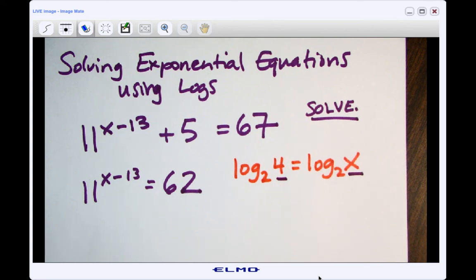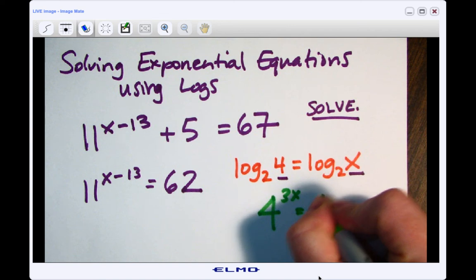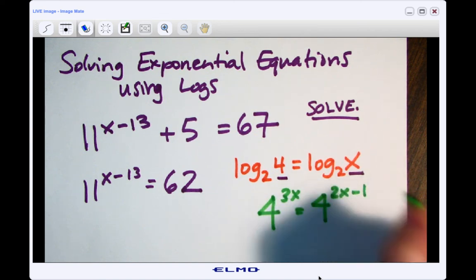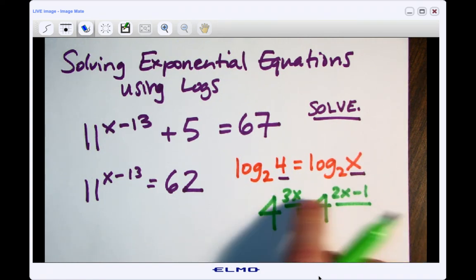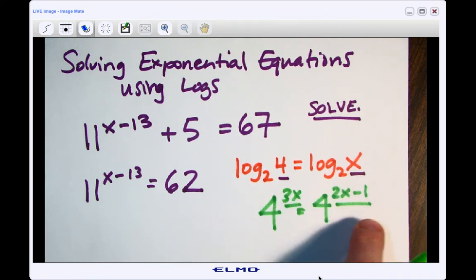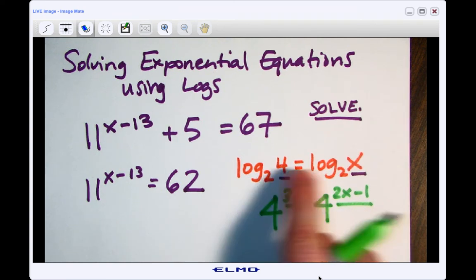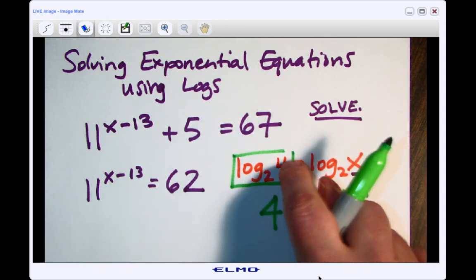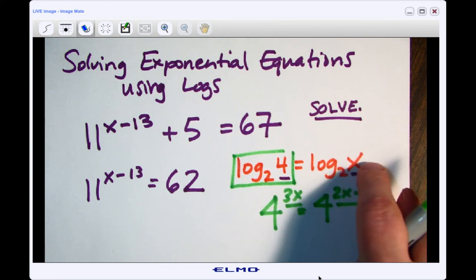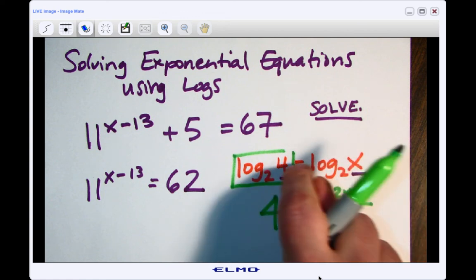So if you think about it the way we solved our exponential equations before, we had something like this: 4 to the 3x is equal to 4 to the 2x minus 1. We said, oh, well, if these have the same base, then these exponents have to be the same, and we literally set those equal to each other and solve. This is the same idea. If we know that the base is 2 on both of these, and this is equal to the exponent that I have to raise 2 to get a 4, and this is equal to the exponent that I have to raise 2 to get an x, but we're saying that those exponents are the same, then basically we're saying that those values are the same.